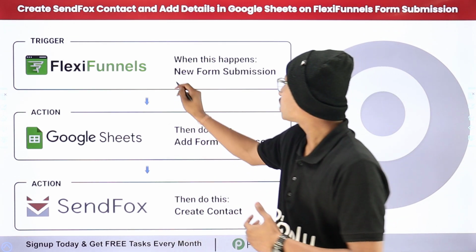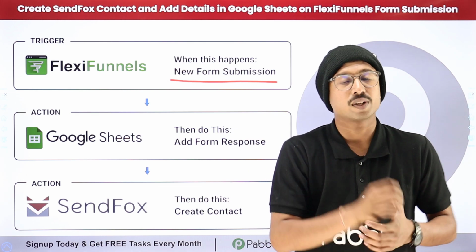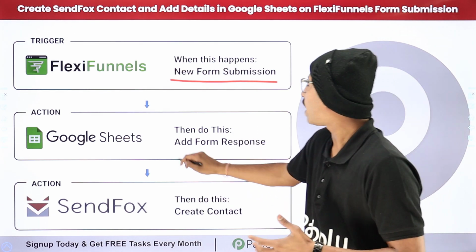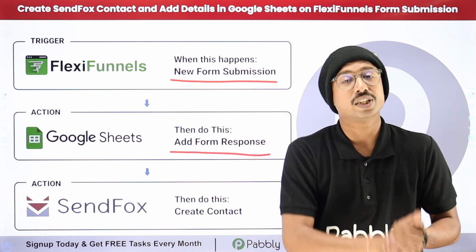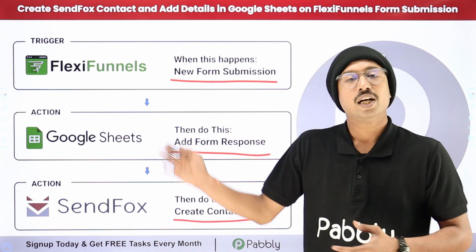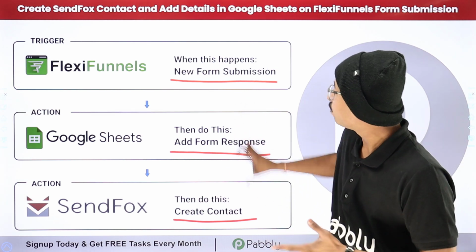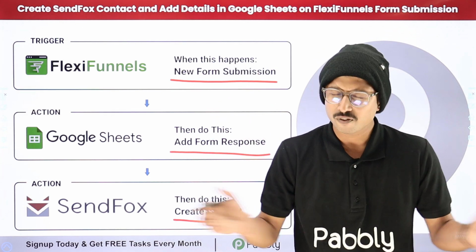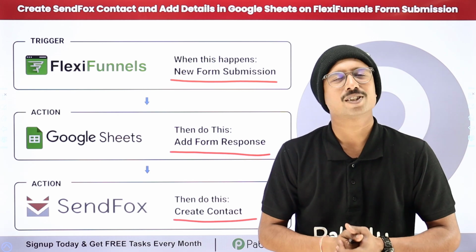In this automation, as we are going to receive a new form submission in Flexifunnels with the same details, we are going to add the form responses in our Google spreadsheet as a new row and add the same person as a contact in SendFox. Now, if you want to learn how you can set up this complete automation all by yourself, for that you just have to come with me to my screen.